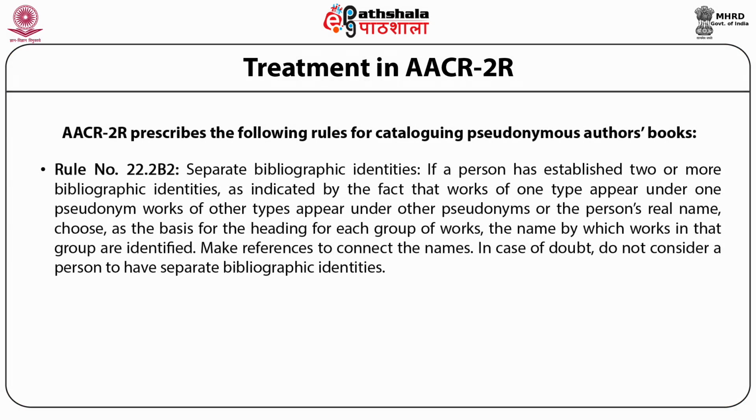Rule number 22.2b1. One pseudonym. If all the works by one person appear under one pseudonym, choose the pseudonym. If the real name is known, make a reference from the real name to the pseudonym. Example, George Orwell, not Eric Arthur Blair.